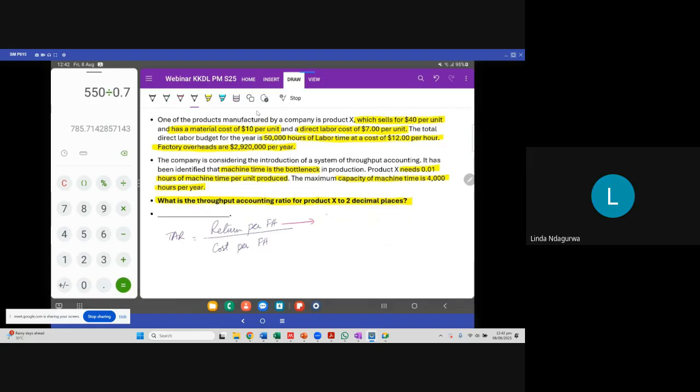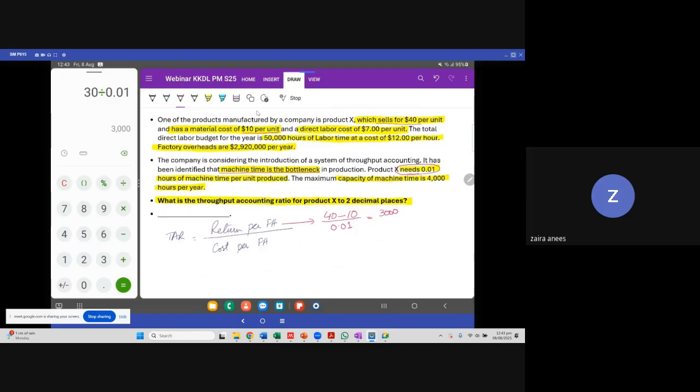It's throughput per unit of a bottleneck. Yes, so 40 is the selling price, right? We have to deduct material cost, which is 10. So this is throughput per unit, right? 30 is the throughput per unit, divided by bottleneck hour. Now, bottleneck has been identified as machine time, and machine time is 0.01. So 30 divided by 0.01 will give you 3,000. This is return per factory hour.